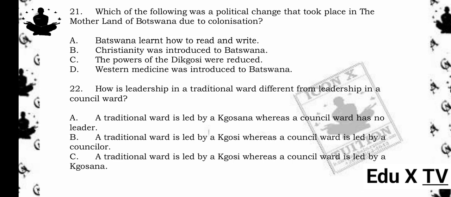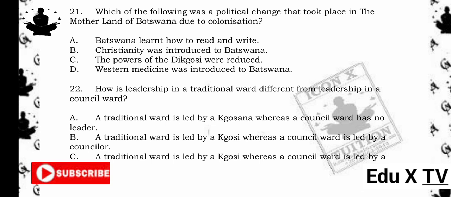A. Botswana learned how to read and write. B. Christianity was introduced to Botswana. C. The powers of the Dikgosi were reduced. D. Western medicine was introduced to Botswana. The answer is C. The powers of the Dikgosi were reduced.